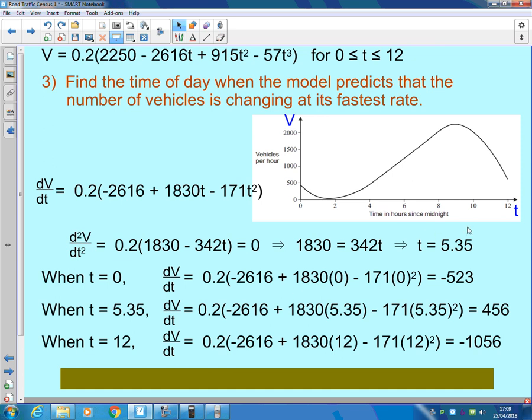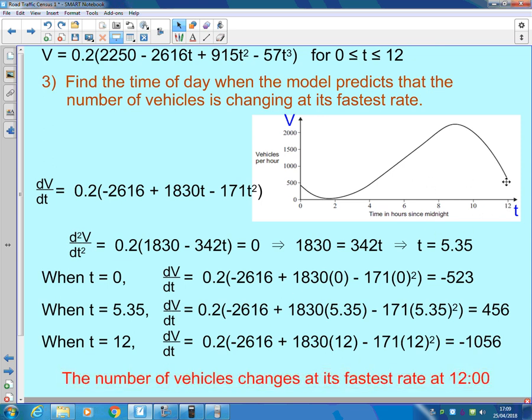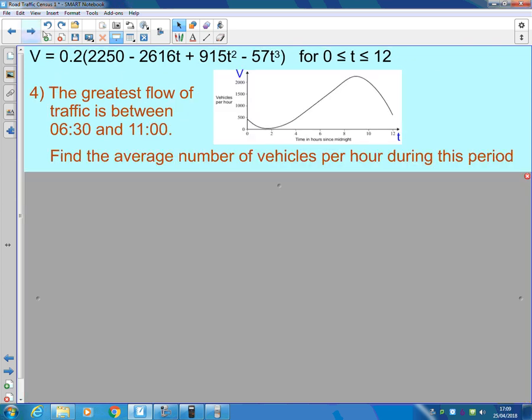Find the time of day: it is at 12 noon, because the model only applies up till 12 noon, so we can't go past there. Okay, next one. The greatest flow of traffic is between 6:30, somewhere around here, and 11 o'clock around here. So that's when the greatest flow of traffic is, the highest numbers. Find the average number of vehicles per hour during this period.